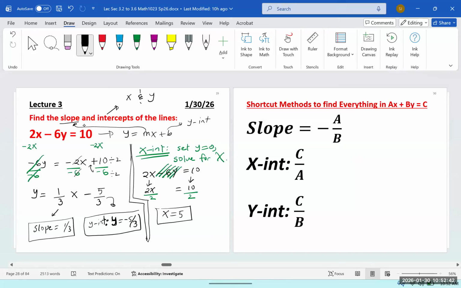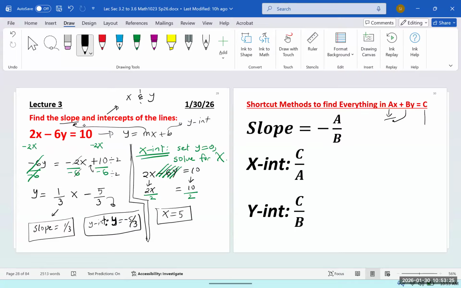So we did all this math to get all of this, but we actually don't need any math if you can remember these 3 things. If we have a standard form ax plus by equals c, without doing any of the steps we did on the last page, we can simplify all 3 by just dividing. Our slope is minus a divided by b. When you divide negative a by b, you get the slope.